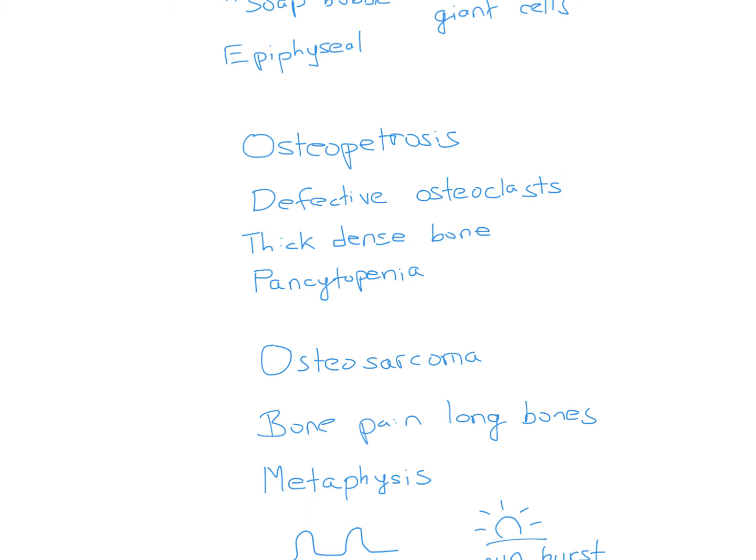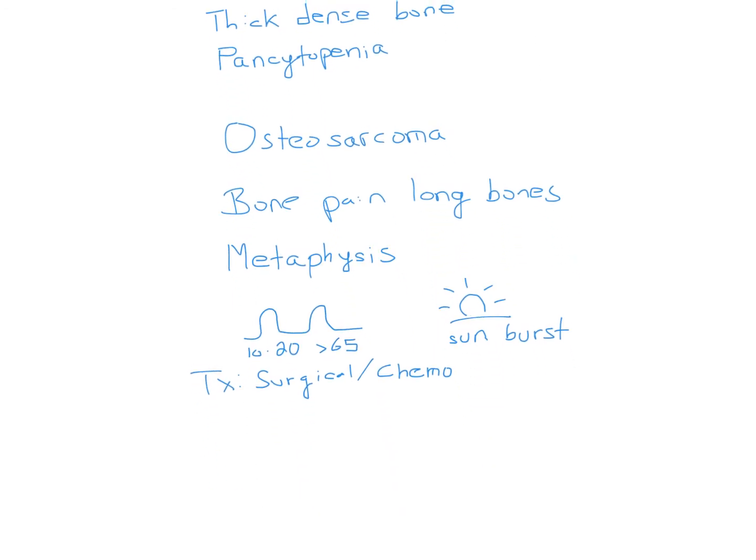And then finally, osteosarcoma is another type of cancer that occurs in the long bones. You get a similar type of pain like you do in Ewing sarcoma with bone pain, but this one occurs in the metaphysis. And remember, once again, Ewing sarcoma occurs in the diaphysis. So this actually has a bimodal distribution. So it typically occurs in people that are 10 to 20 years old, and then people that are greater than 65. So hence the bimodal distribution. The buzzword here is sunburst. Once again, they won't describe it as sunburst. They'll just describe it in a different way. And then treatment is surgical and chemo.